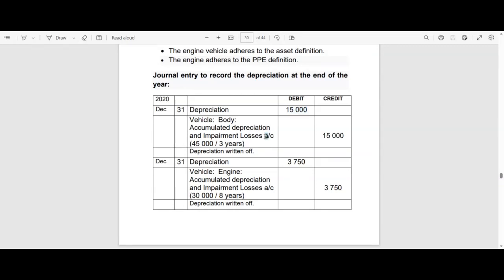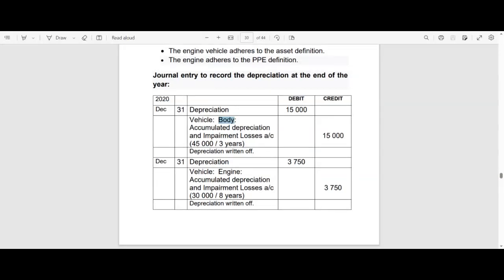Now, ladies and gentlemen, we have to have an account that is going to carry that accumulated depreciation for us from the one year to the next. And we're going to use our same method of creating the name of the account. So we're first of all going to identify the category of assets, which is our vehicles. Then we are going to identify the significant part, which in this case is the body of the vehicle, colon, and then what the account contains.